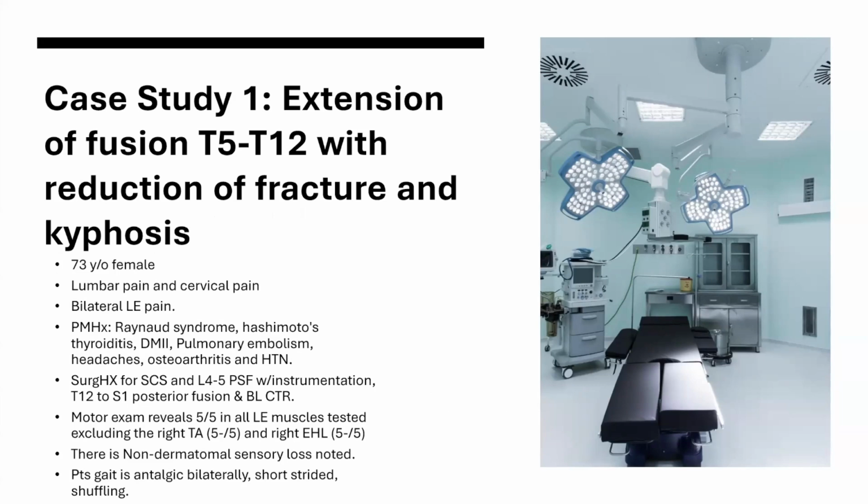A 73-year-old female who essentially has bilateral lower extremity pain and a slew of underlying medical issues. They've had multiple spine surgeries, but they have an intact motor exam, 5 out of 5 essentially in all of their lower extremity muscles, and they have some kind of non-dermatomal sensory loss. Now, they did have a spinal cord stimulator placed, which is going to be important to this specific case study. This case I did probably 10 or 15 years ago, so before the advent of MRI-compatible spinal cord stimulators.